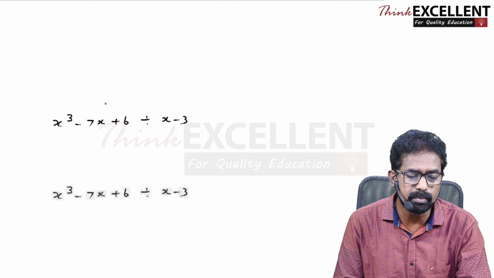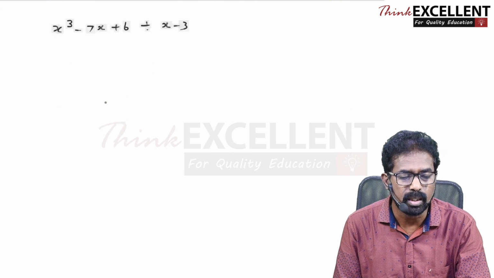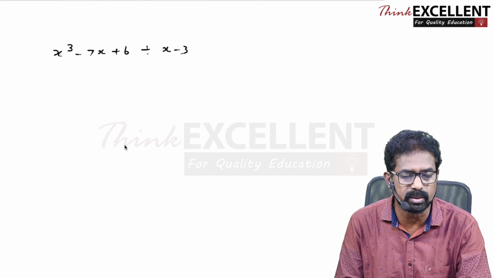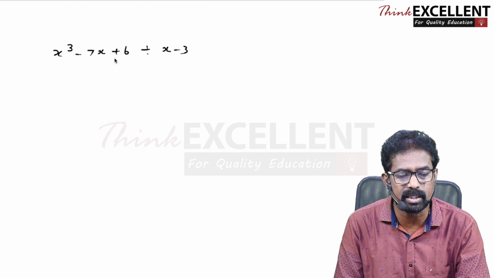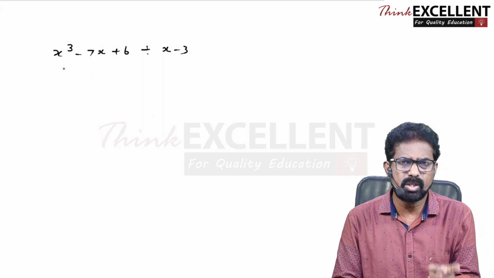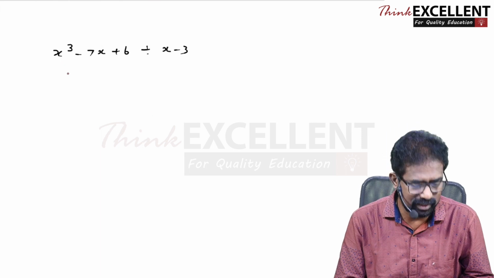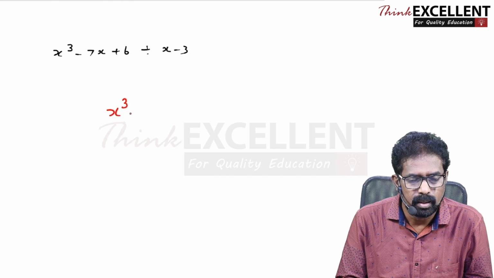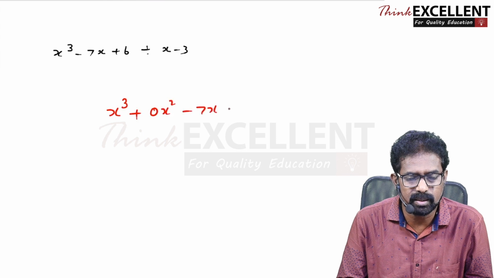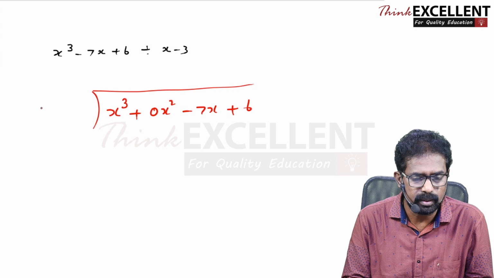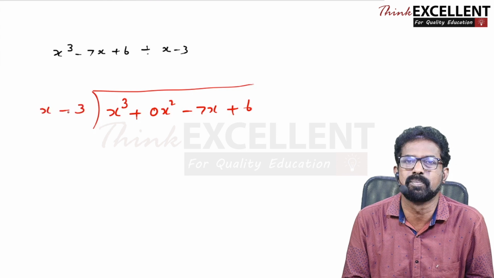If some terms are missing, you have to write 0 for that. Okay, now please look at this question. x cube minus 7x plus 6 divided by x minus 3. x cube is there, but x square is not there, right? So what we write here, x cube plus 0x square minus 7x plus 6. We divide it by x minus 3.